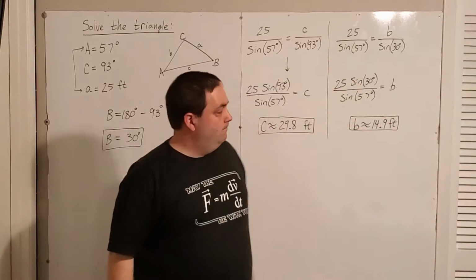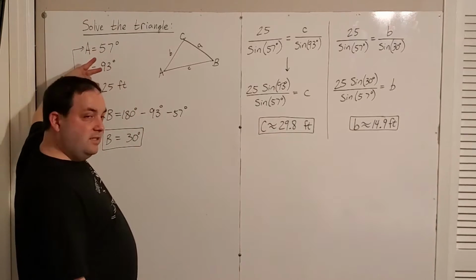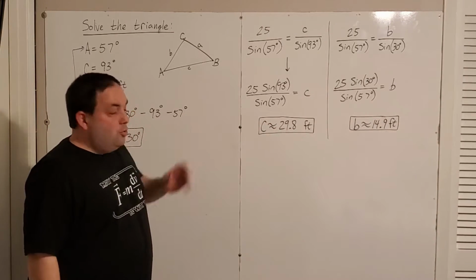Okay? So then that's considered solving the triangle, right? I had 3 pieces of information. I found the other 3 pieces of information, and it is a unique triangle.